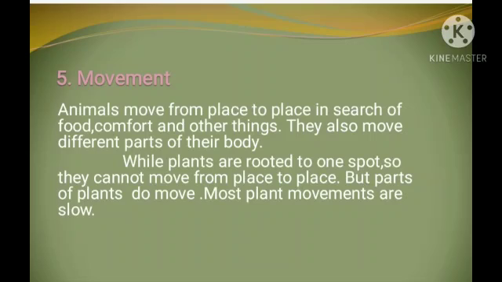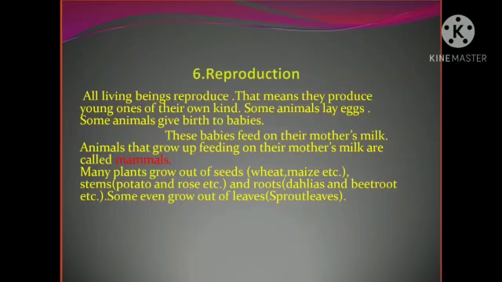Movement. Animals move from place to place in search of food, comfort and other things. They also move different parts of their body, while plants are rooted to one spot, so they cannot move from place to place. But parts of plants do move. Most plant movements are slow.